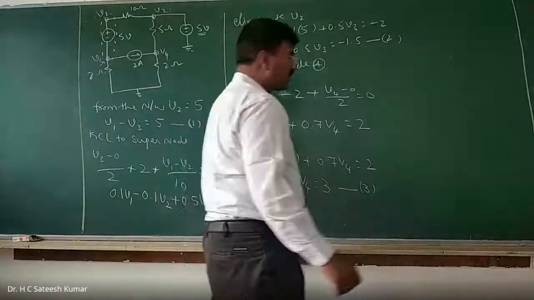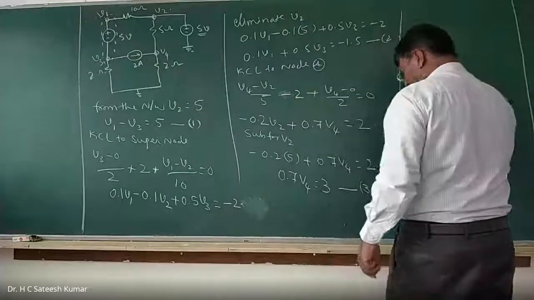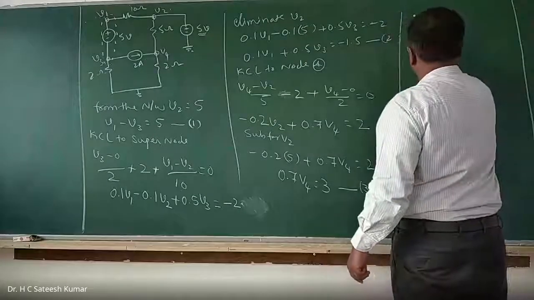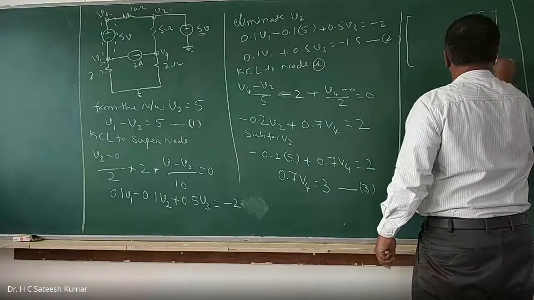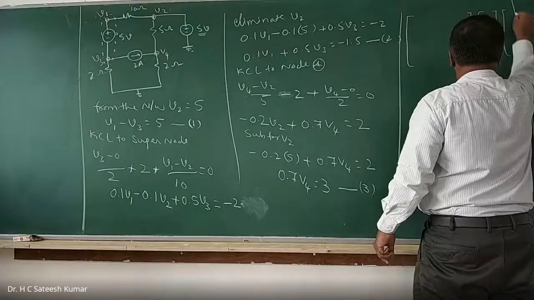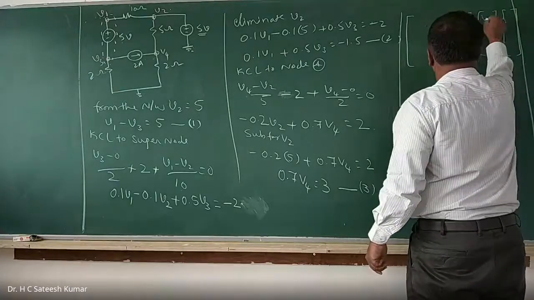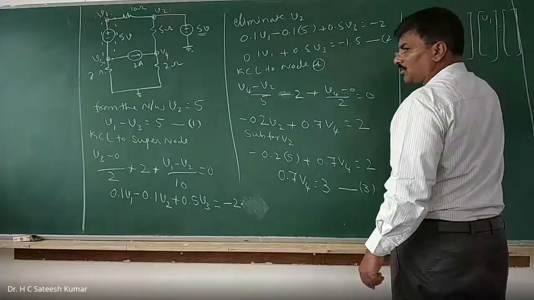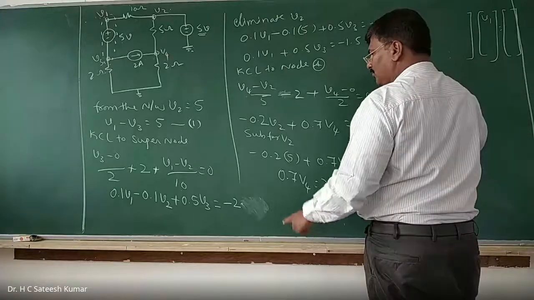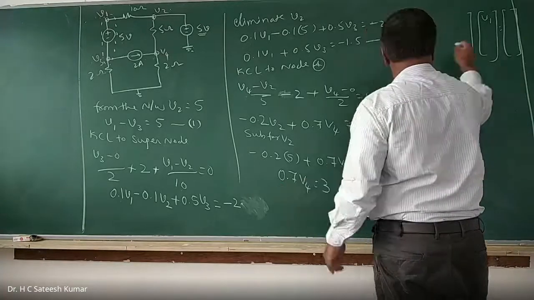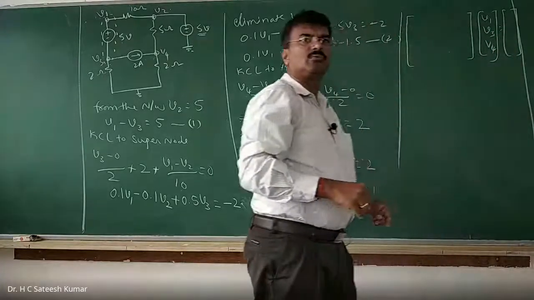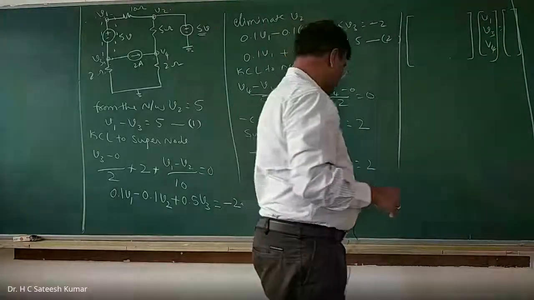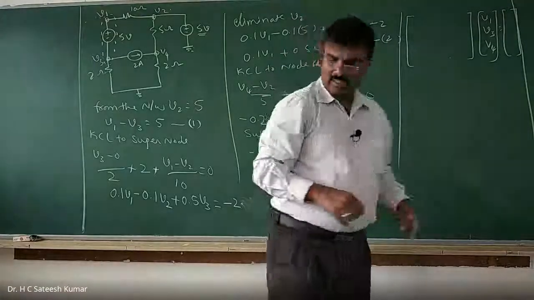Now, you go for the matrix. If you are going for the matrix, what do we have? The unknowns are V1, V3, V4. V2 is not there. Not visible? One minute. I'll write it here.